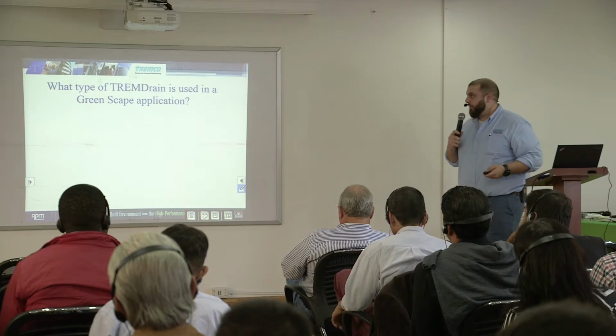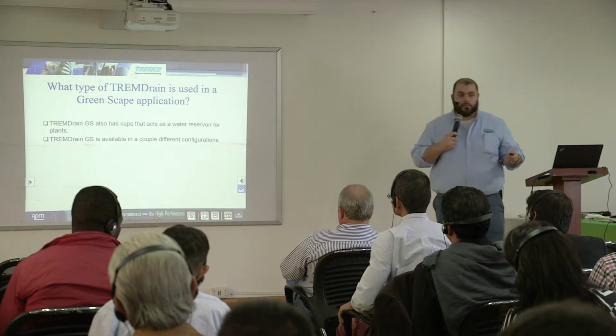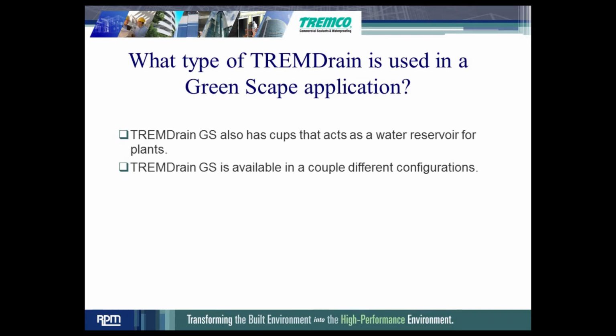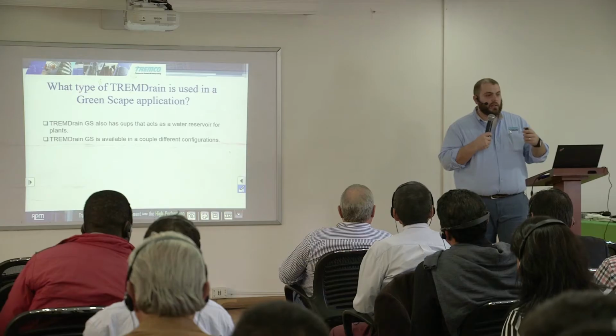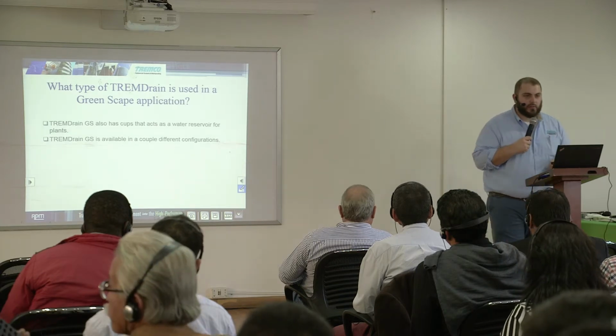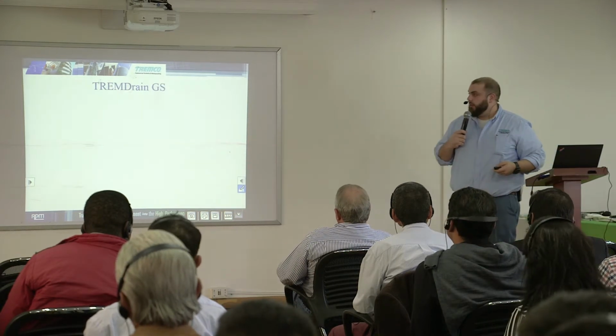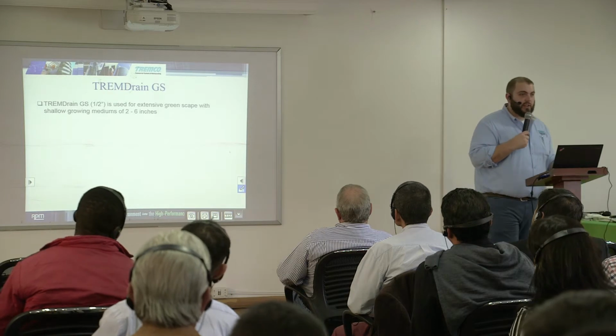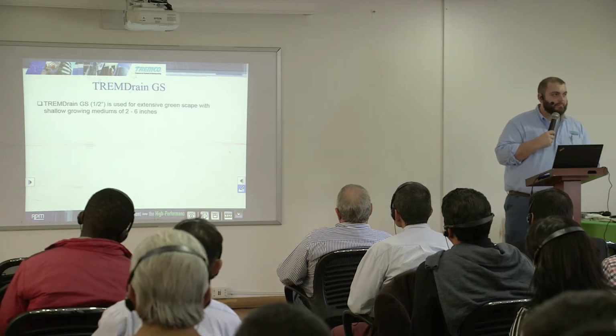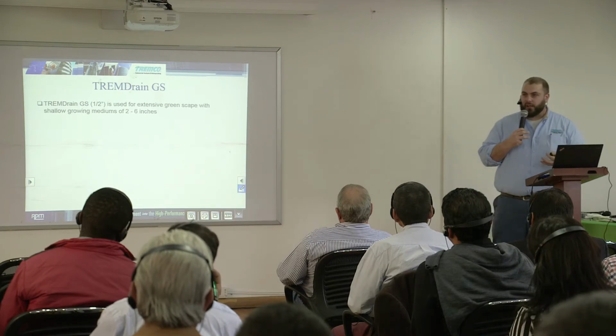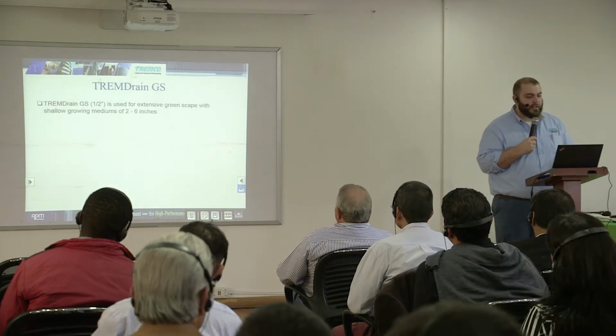What type of TREMDrain would you use on a greenscape? You'd want the GS, for a couple different reasons. Because it has the larger cups for reservoirs for the plants, the plants can have their roots get close to it or near it to suck up some water. But it also has that root inhibitor to keep them from coming through the system. It's also available in different configurations, not just in one roll size, because you have the planter size where they're much smaller than having a typical roll out on a slab or doing a backfilled wall. Sometimes you need to have that smaller size, and that's what the TREMDrain GS can accommodate.